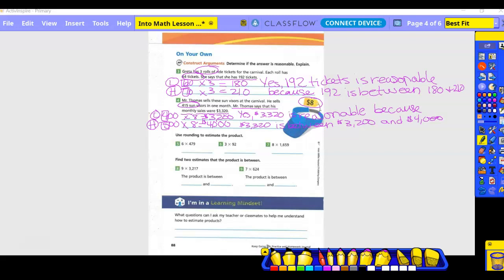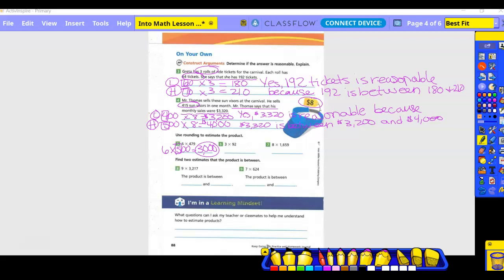Okay, use rounding to estimate the product. So on 5 through 7, they don't want a low and a high. They only want one answer. Okay, so for 5, we're going to take 6 times what? 400 or 500? 500 because 479 is closer to 500. So I'm going to put 5 in a box. 5 times 6 is 30 and add 2 zeros. So my estimate is 3,000.